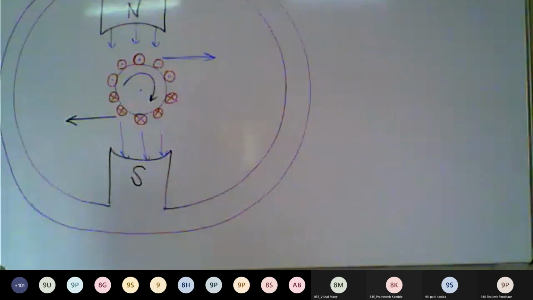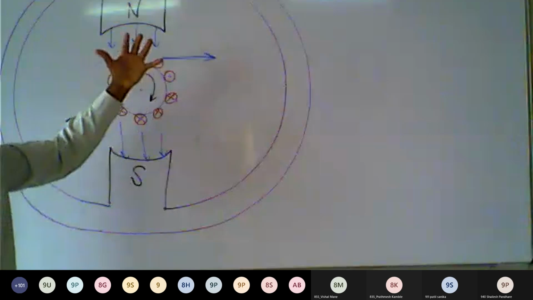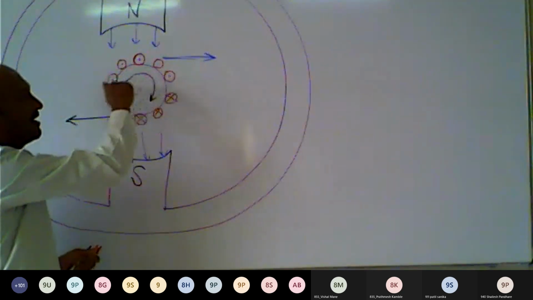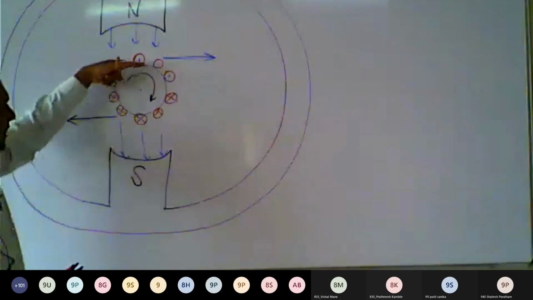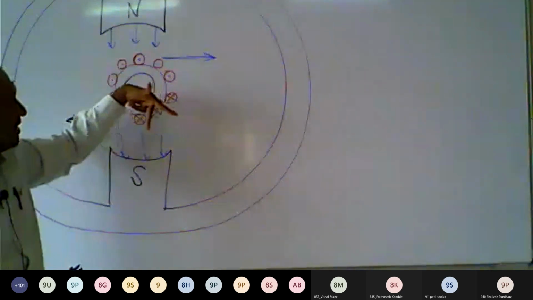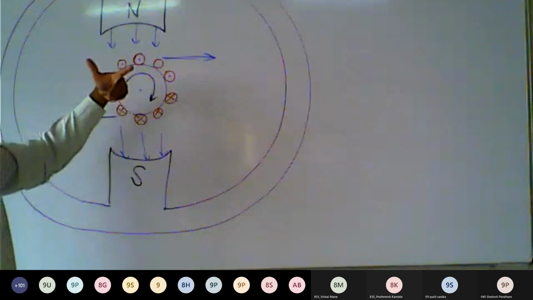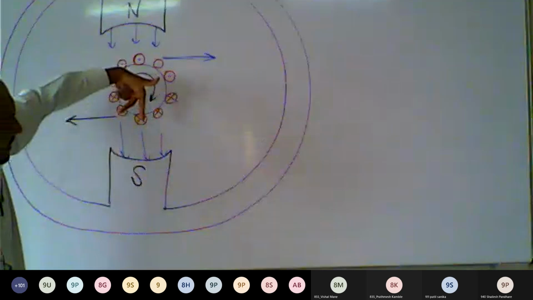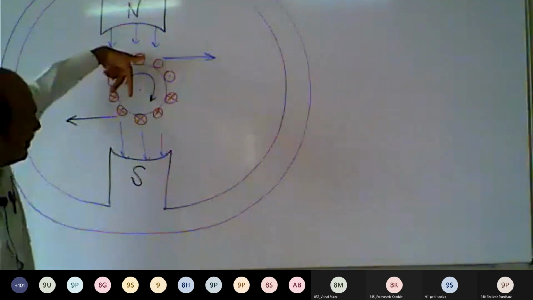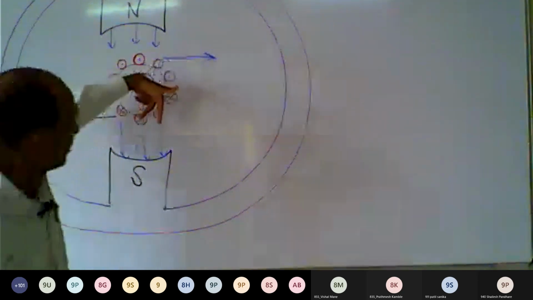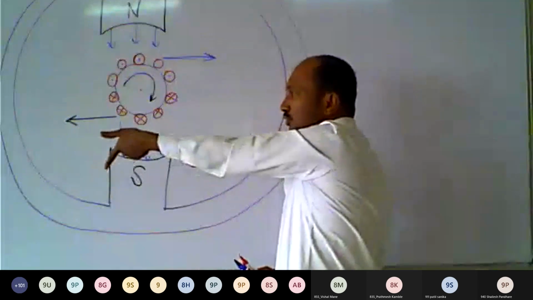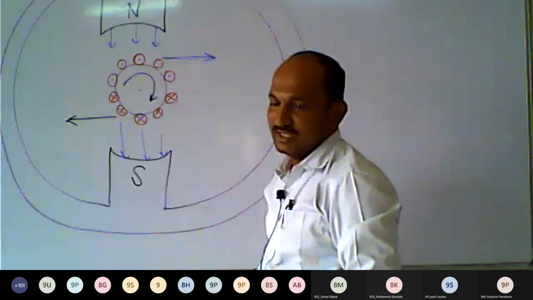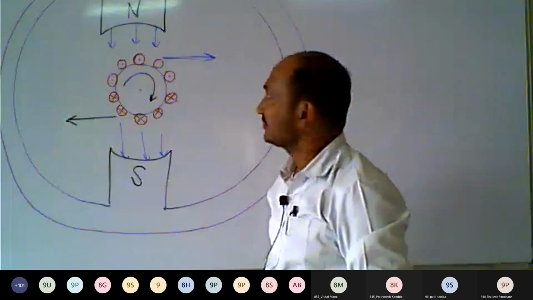Because the current in the upper conductors is from the back side to your side, and the current in the lower conductors is from your side to the back side, all upper conductors, due to Fleming's left hand rule, will move towards the right. You can apply Fleming's left hand rule like that, where the thumb indicates the direction of movement. All upper conductors will move towards the right, and all lower conductors will move towards the left. So this armature will rotate in a clockwise direction.